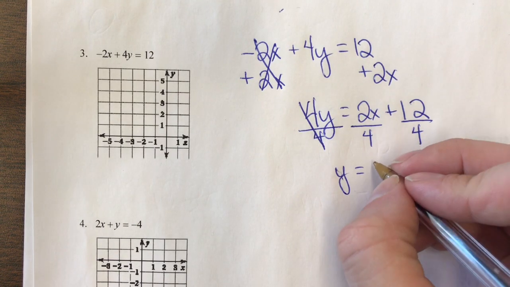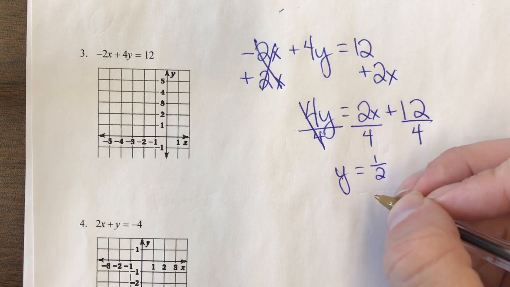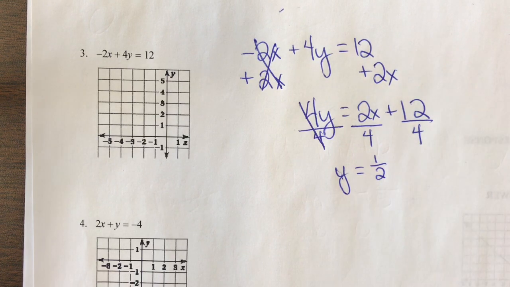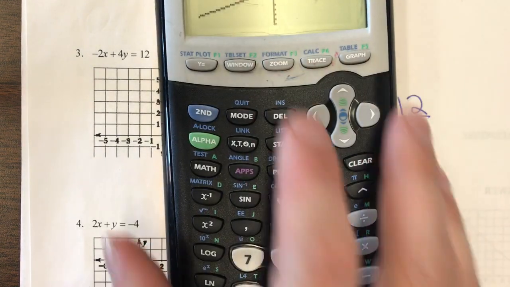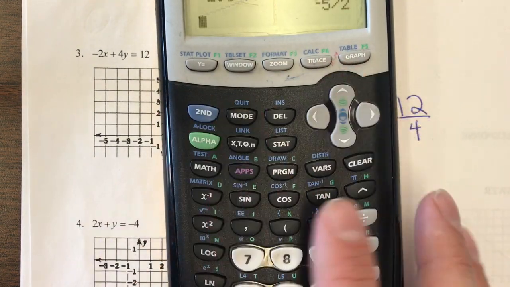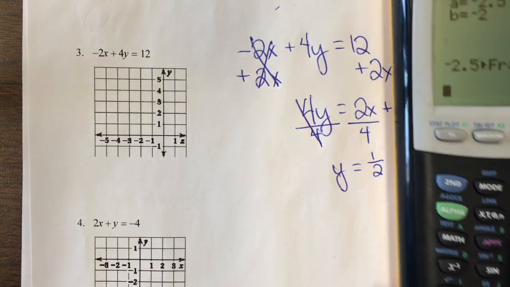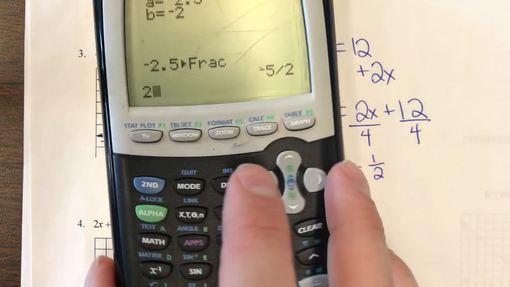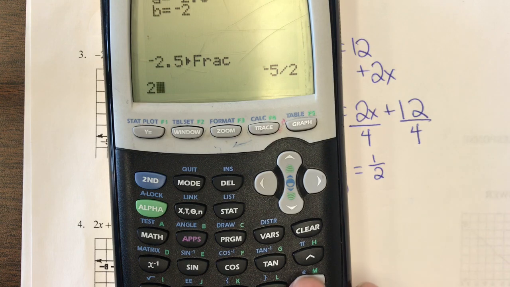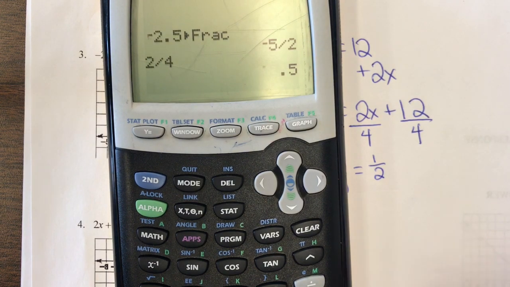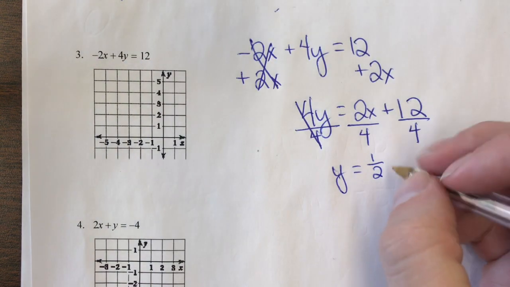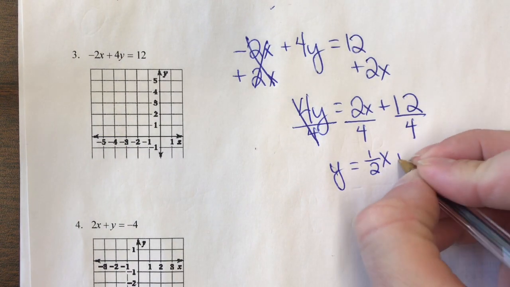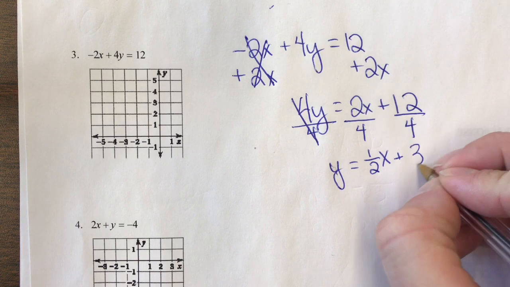Simplify it and keep it improper. 2 over 4 is the same as 1/2. And if you're not sure about that, you can always type it in your yellow calculator, like this. 2 divided by 4 is 0.5, math, frac, makes it a half. So 2 over 4x plus 12 divided by 4 is 3.